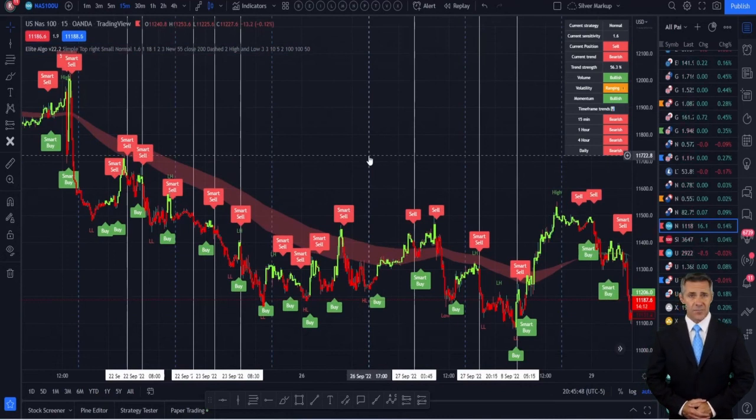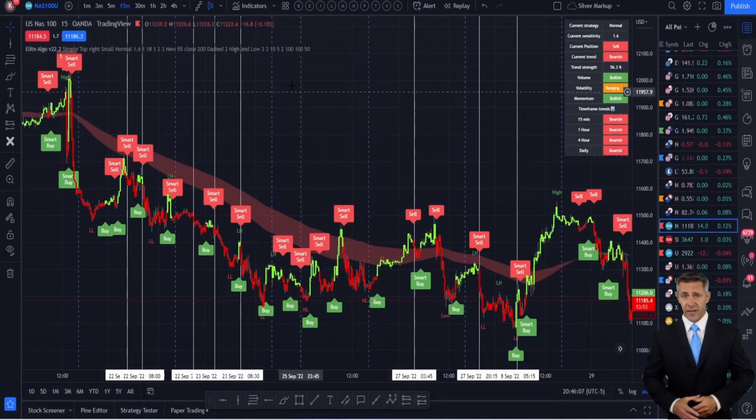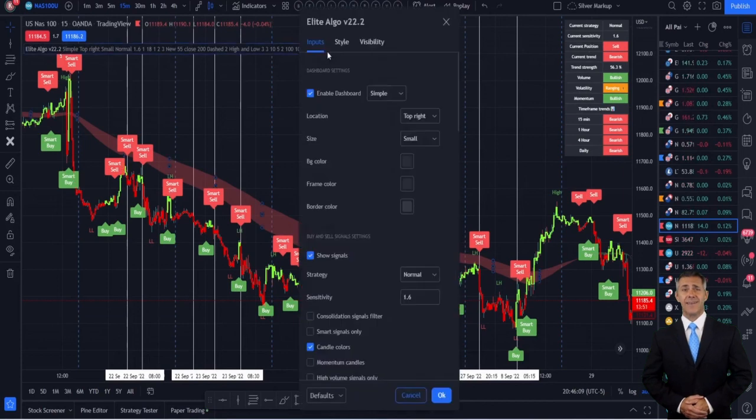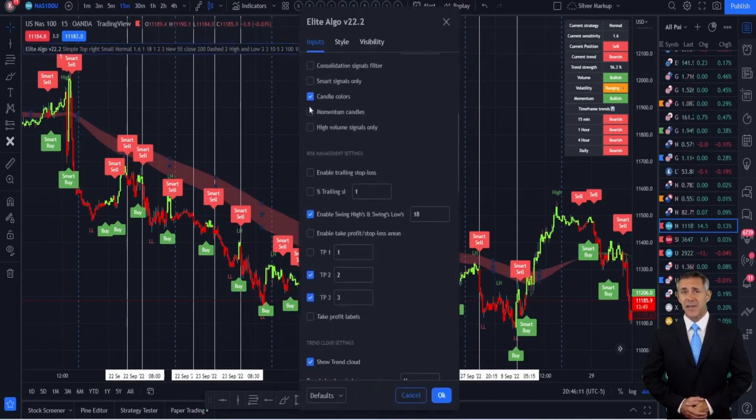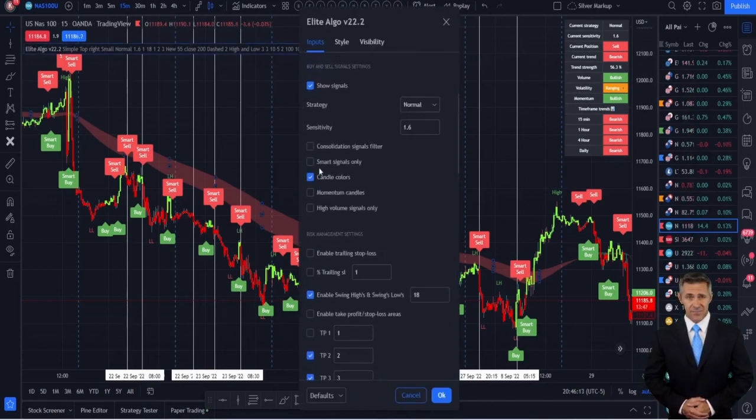And if you're new to market structure and don't really know how to trade it, I'll put a link in the video, or a link on the top right card, and you'll be able to see exactly how to trade market structure. It's the core component of how I personally trade. So combining market structure with this is a very, very effective way to use the Elite Algo system. So let's switch it back to normal so we can see where we like to go with the market.